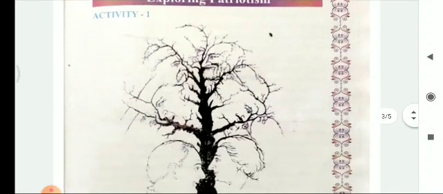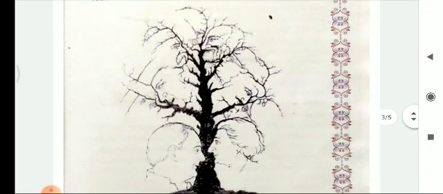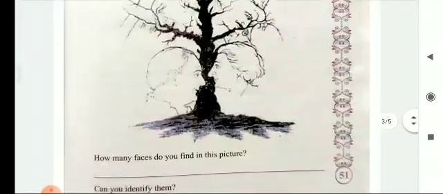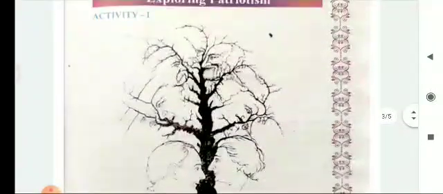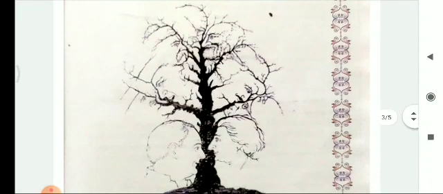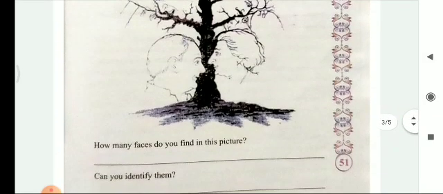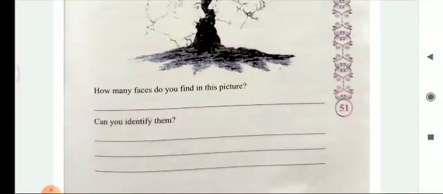So here is activity number 1. You can find a tree in which various faces are visible. So let's see the activity. How many faces do you see in this picture? So we can count down the faces starting from the above. We can find almost 10 faces in this picture. The very next one is, can you identify them?